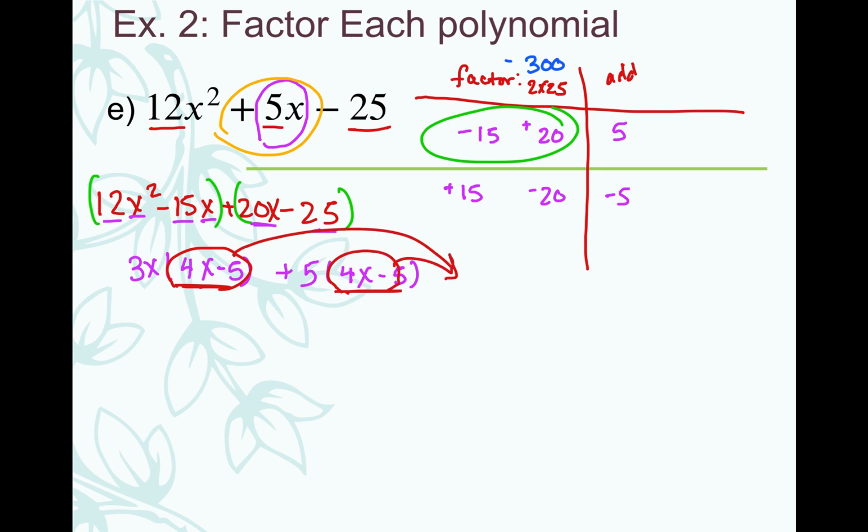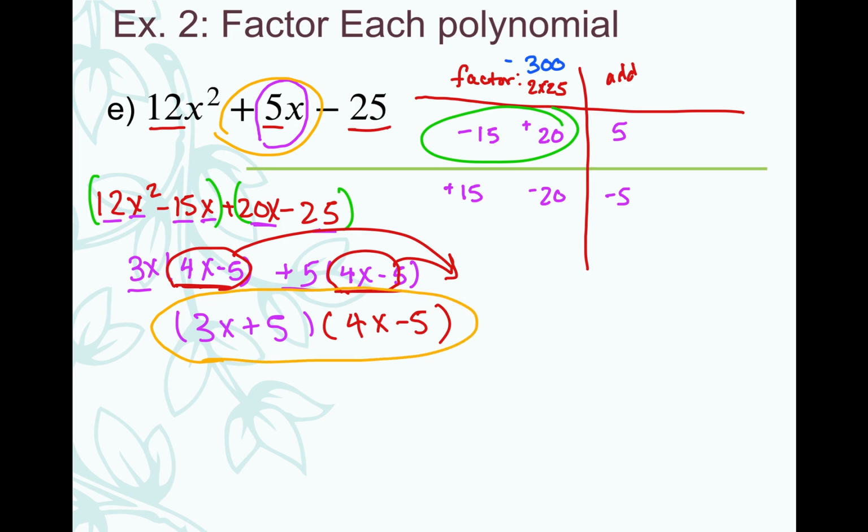And I'm left with that 3x plus 5 from right here, 3x plus 5, times 4x minus 5. Remember, we could factor in such a way because they were both multiplied by 4x minus 5. This right here is my final answer.